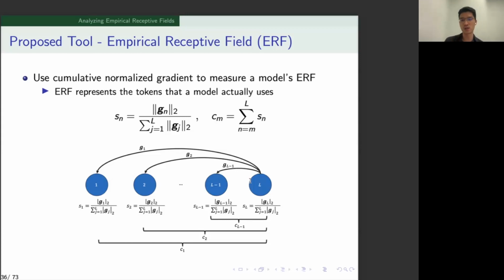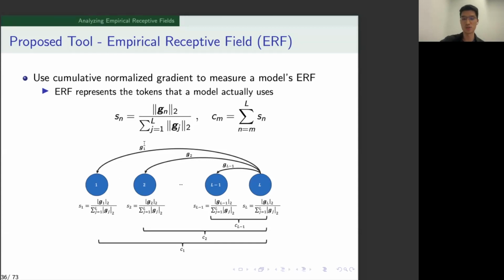When the model is predicting the most recent token, we want to compute how many tokens the model actually uses by computing the gradients contributed by all the previous tokens. So let's say the model is predicting the 1,000th token. If only the most recent 10 tokens contribute almost all the gradients when it comes to predicting this one, then it means that the model only uses the preceding 10 tokens as its context information. So that's the high-level idea.